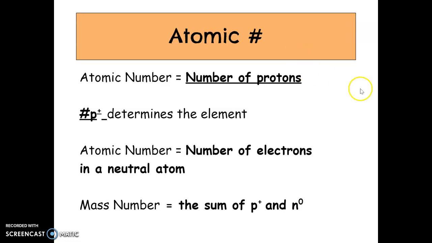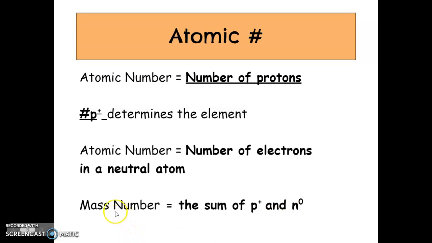Okay? And the mass number is going to be the sum of the protons and the neutrons. So remember, matter is anything that has mass and takes up space. The mass is basically the weight of the atom. And remember, our protons and our neutrons are the only subatomic particles that have mass. We don't consider electrons to have mass because they're so tiny.